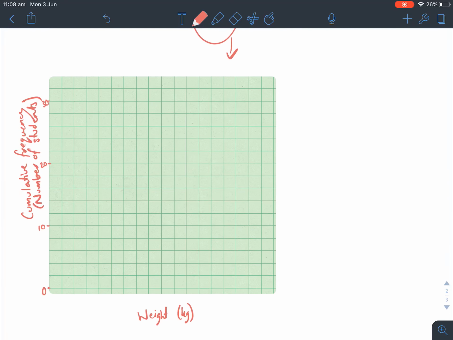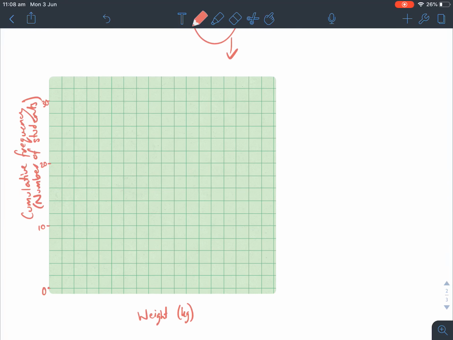Let's use a different colour for this so you can see it. This one is slightly different from the polygon in the last one because we're looking at cumulative frequency now. We are going to be joining the top right hand corner of each column. That's it, that's our ogive.